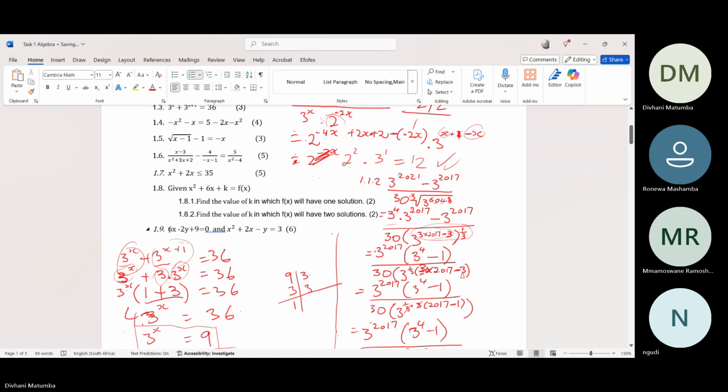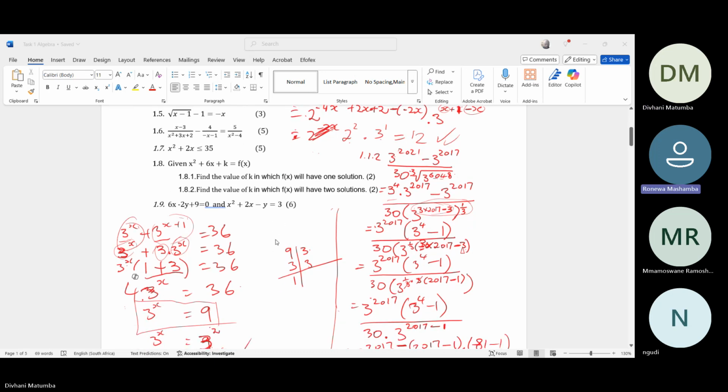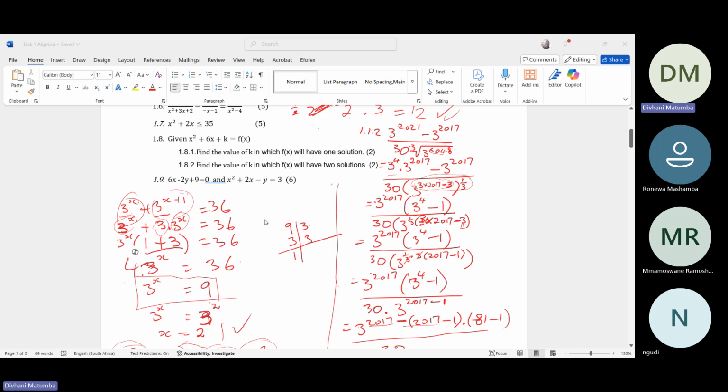1.9. We are going to solve a simultaneous equation. Did you guys do simultaneous equation in grade 10? Ronel, did you do simultaneous equations? Yes, sir. Okay, so how many methods do you use? The first method that you use to solve for simultaneous equation.